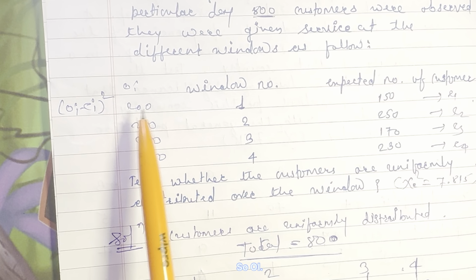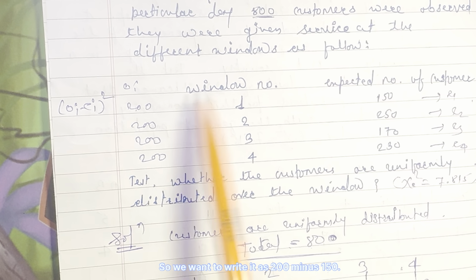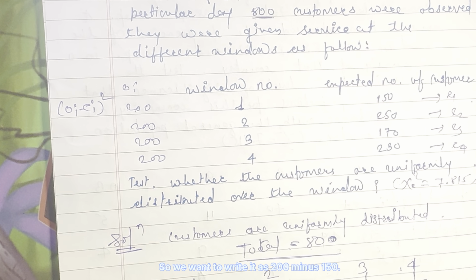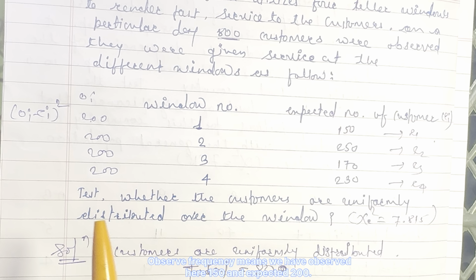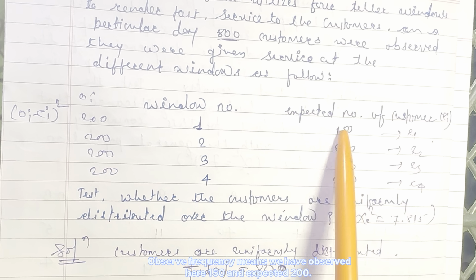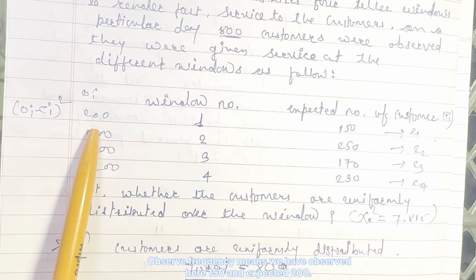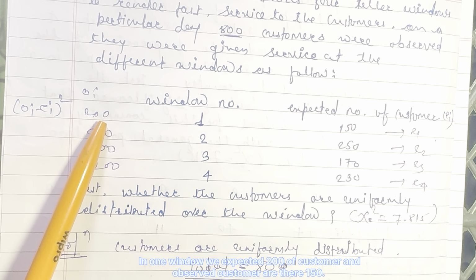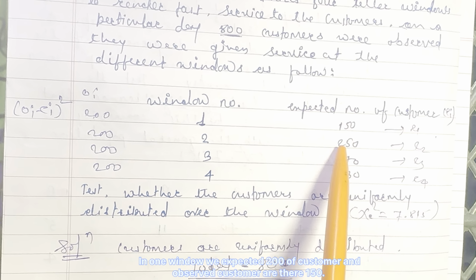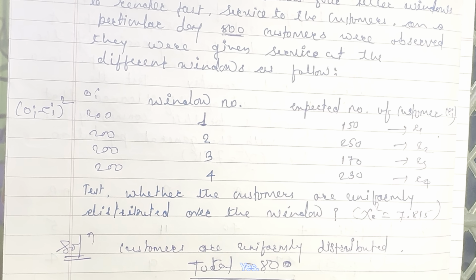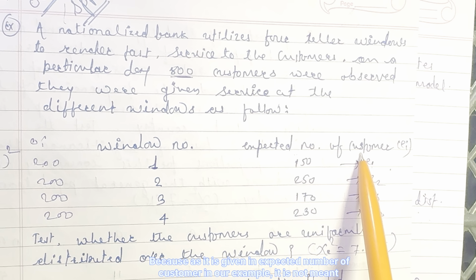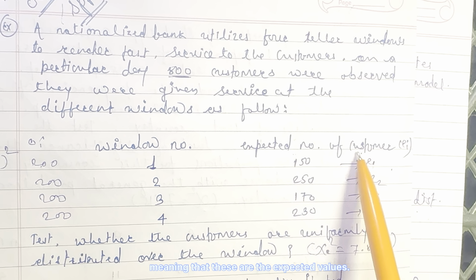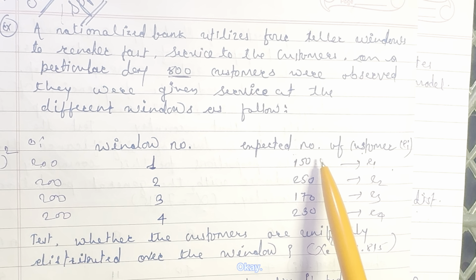Oi minus Ei, 200 minus 150. So see that, sorry guys, I made a little mistake here. Observed frequency means we have observed here 150 and expected 200. In one window we expected 200 customers, and observed customers are 150. Yes, it is just a little correction. Because as it is given in the example, these are not the expected values, these are the observed values.